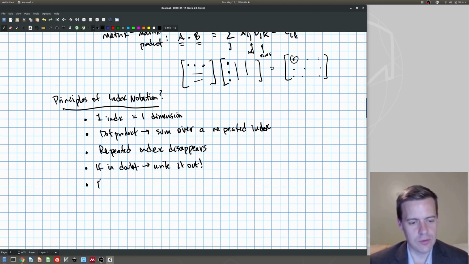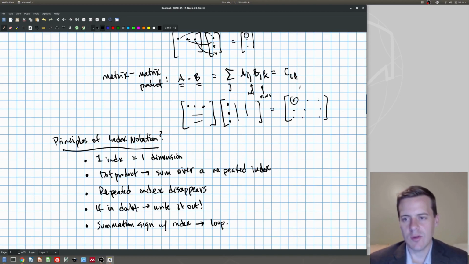So in index, a free index, or I'll put it a different way, if I have a summation sign with an index, think loop. Think needing loops. I've got one index, one dimension, and here I have two dimensions. I have a dot product, and that's going to give me a summation sign. Note that the repeated index is the one that disappears, and if you're struggling with it, write it out. After a few times of doing it, you'll start to catch on.